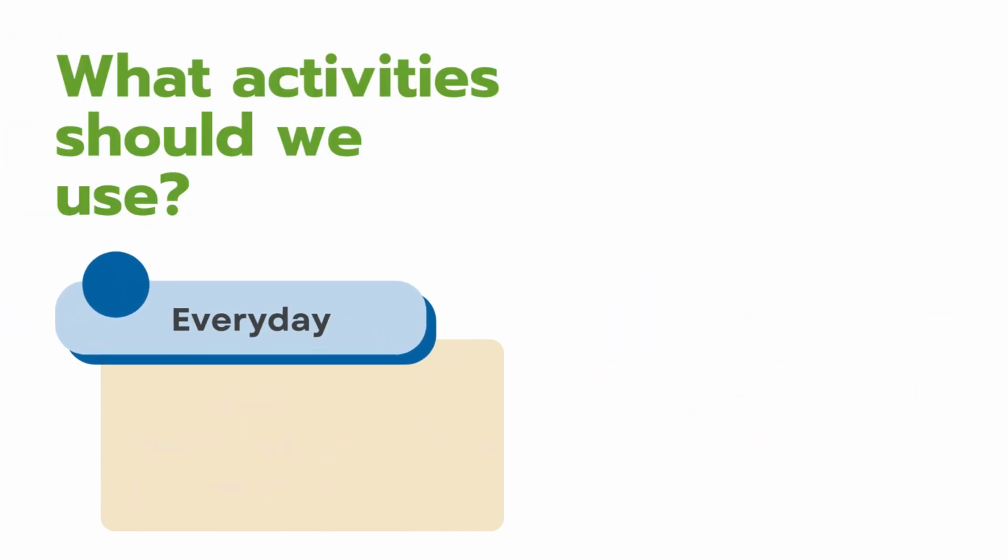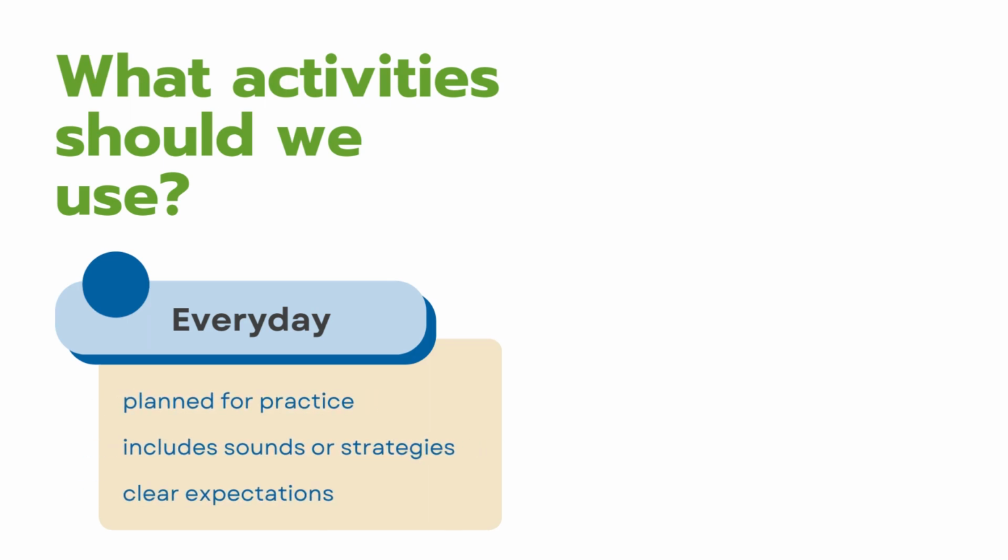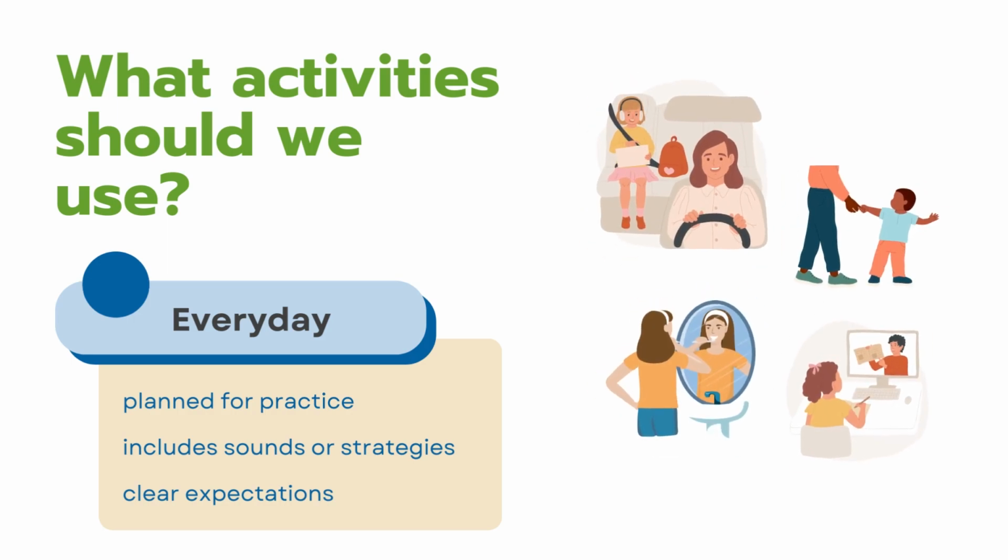You may also practice in everyday situations, like getting dressed, preparing meals, or running errands. For example, your child could say the word sock whenever they put their socks on in the morning. You can also plan to practice the specific sounds or strategies, and you should still have clear expectations. Here's an example. You could say, try using your sounds when you video call your cousin today.